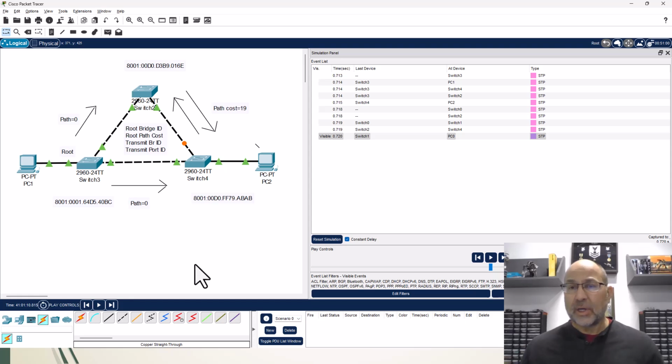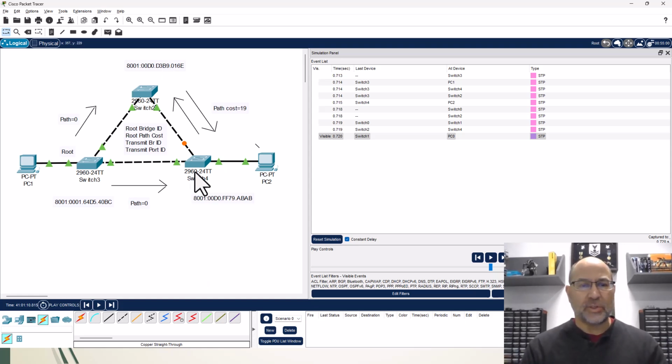So now it comes down to the third field, and the third field would be the transmit bridge ID. Which one of these two switches has a better transmit bridge ID? Well, the priorities are the same. The first 2 bytes of the MAC address are the same, but then we get D3B9 FF79.